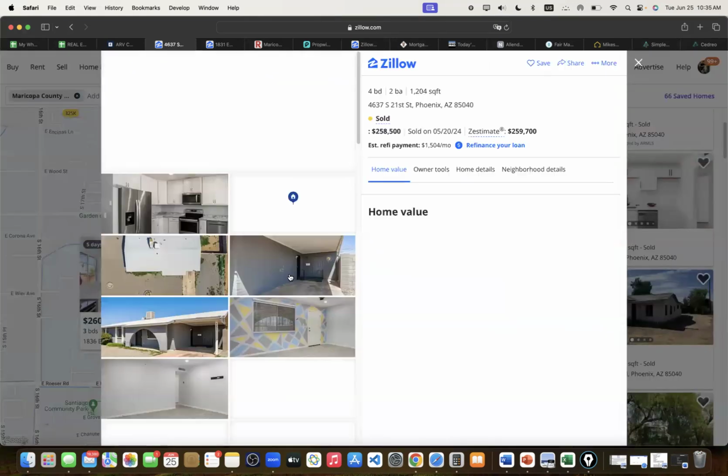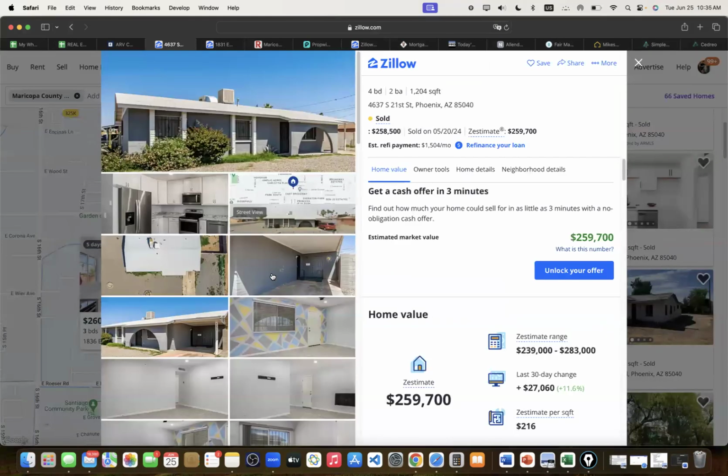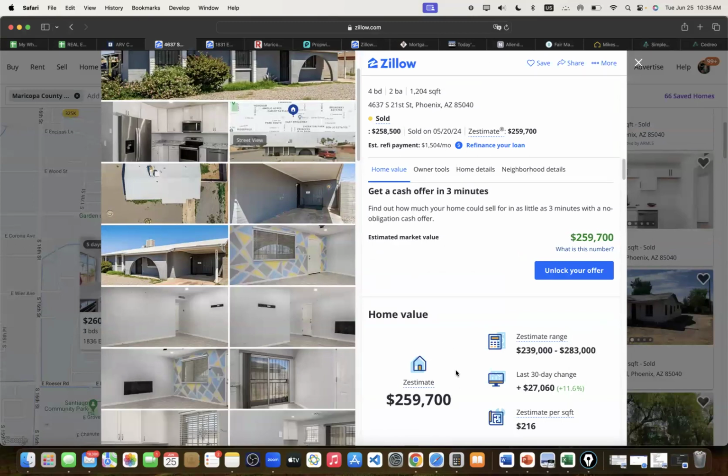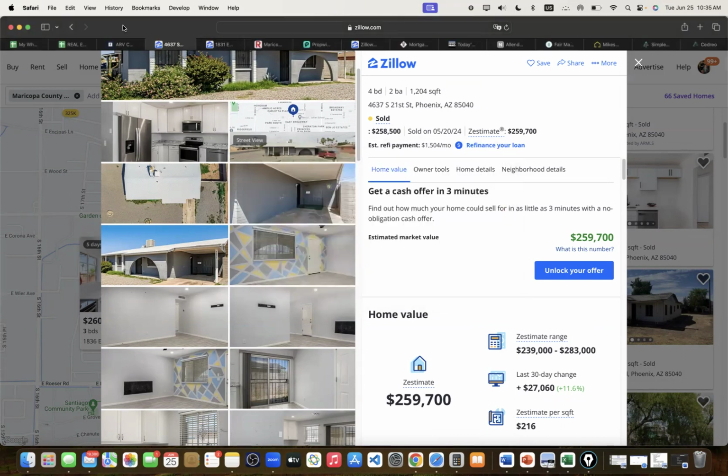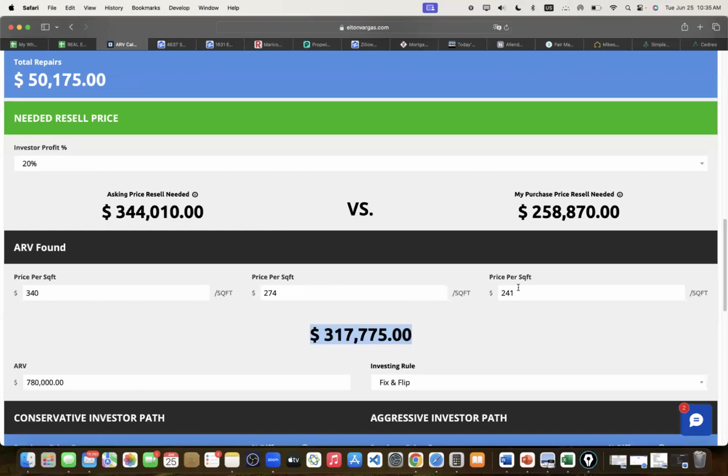258 for this one. Okay, so this sold for... what's the square footage? 258,500 divided by 1,200 square feet. So 214. Now I'm pushing it down way too low. Our 241's over here.